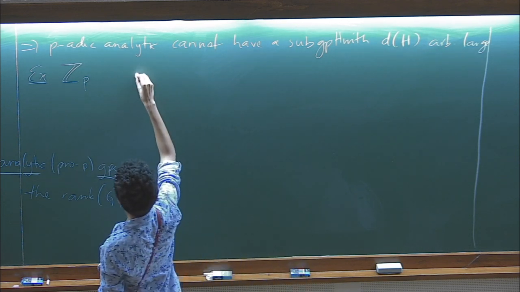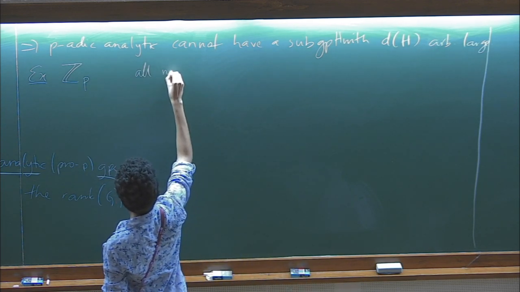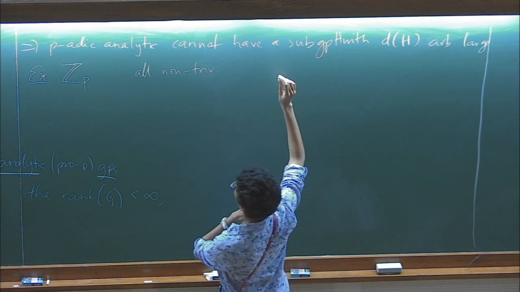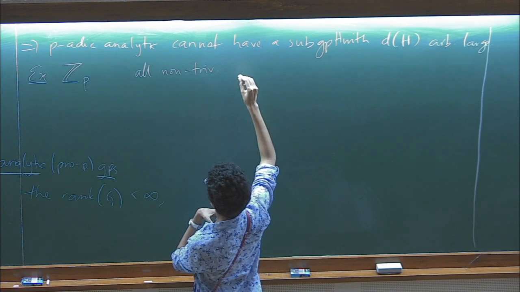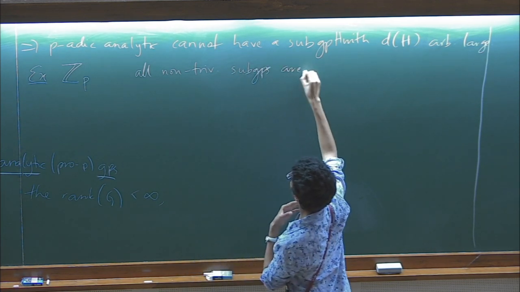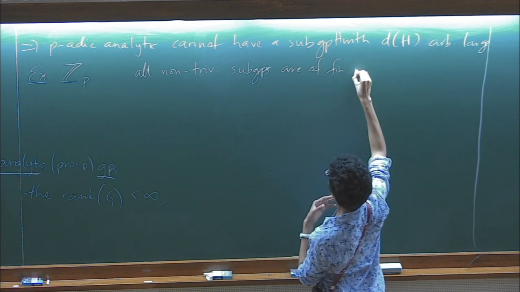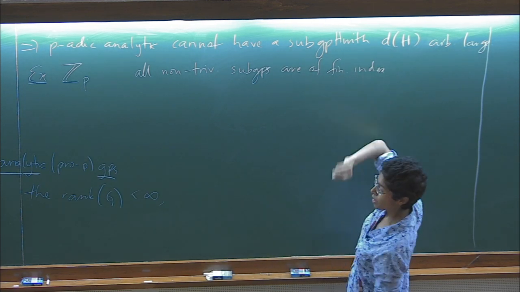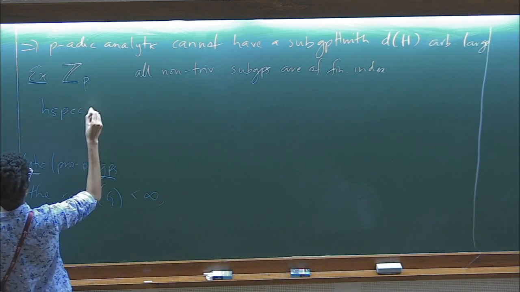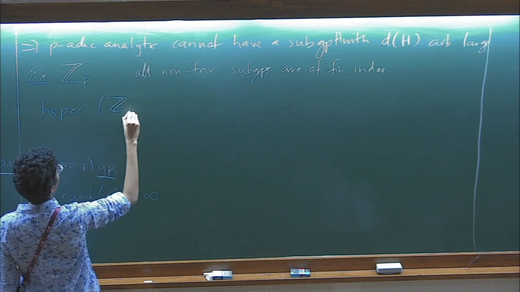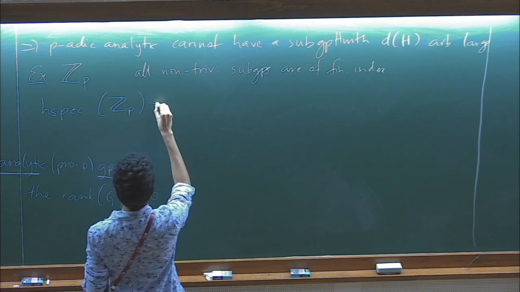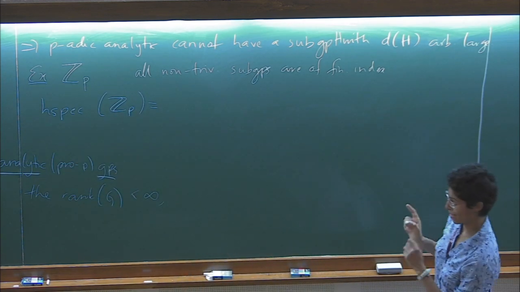Also, this is something maybe you see straight away, but it does require a bit of a proof, which I won't go into, but let me just state it. All non-trivial subgroups are of finite index. So with this bit of information, we can more or less write down the Hausdorff spectrum of the p-adic integers straight away. But I need to tell you two things first.